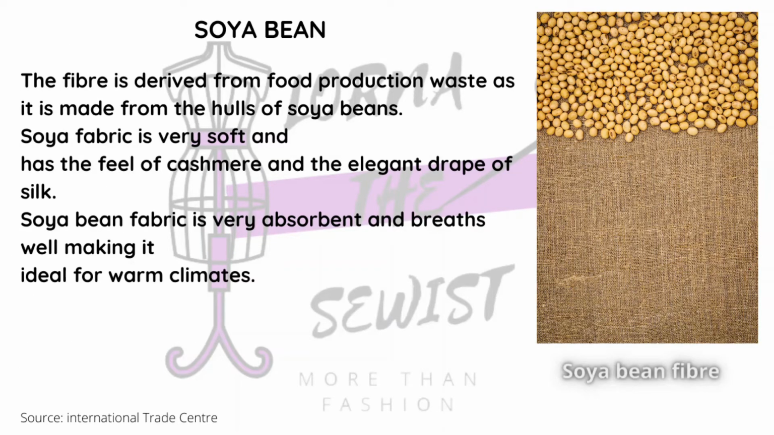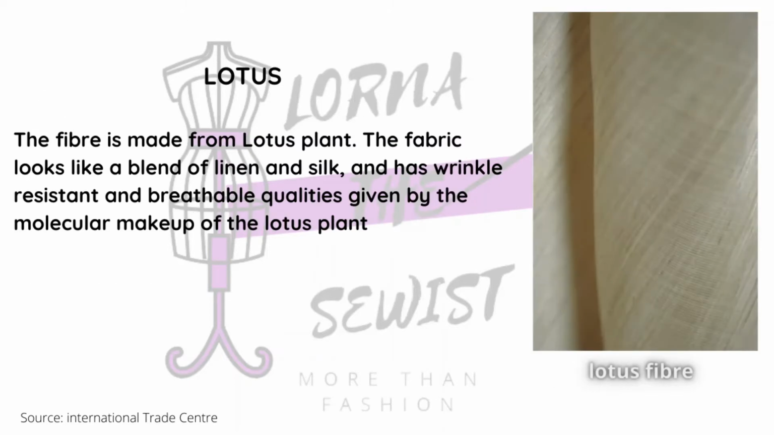So the next batch of natural fibers from plants are from things like beans, soya beans, and flowers like lotus and orange and rose and corn. I'm just going to run over them. So soya bean, or some people call it soybean, is a fiber derived from food production waste, as it is made from hulls of soya beans. The soya fabric is very soft and feels like cashmere, and it has an elegant drape like silk, and it's very absorbent, breathes well, and it's good for warm climates.